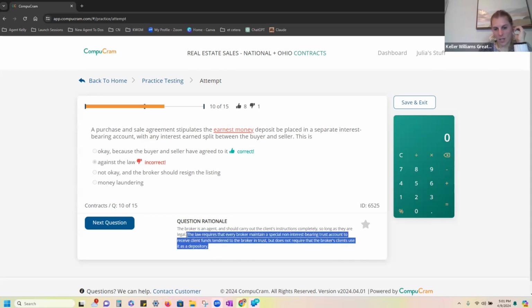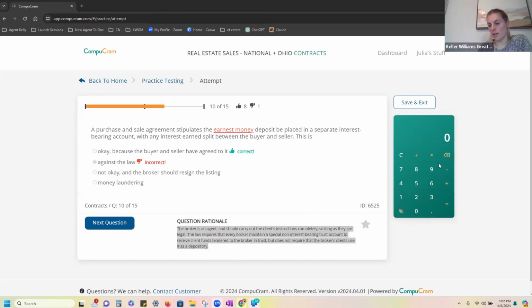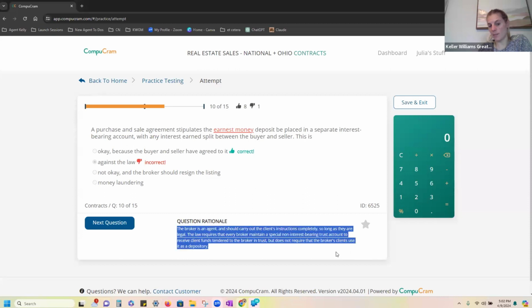Good job, yeah. So the law requires that every broker maintain a special non-interest bearing trust account to receive client funds tendered to the broker in trust, but that does not require that the broker's clients use it as deposit. Yeah, that was tricky. So it's okay because the buyer and seller have agreed to it. That remains the best answer.